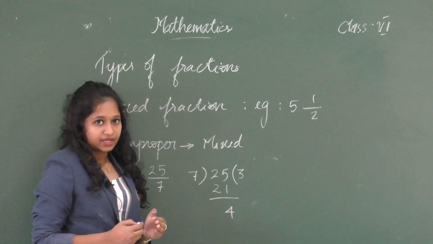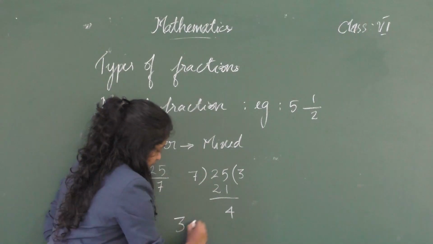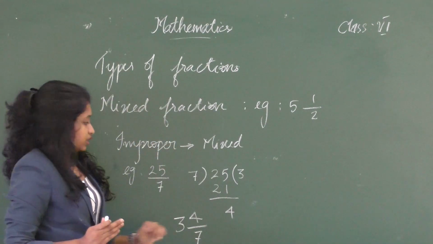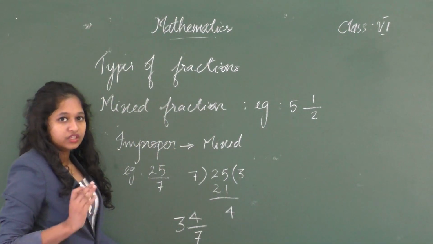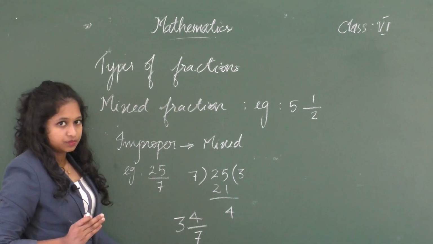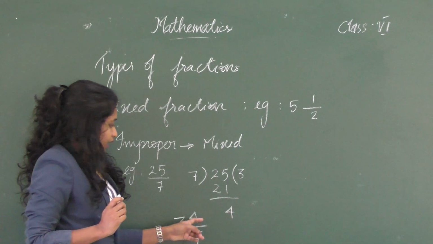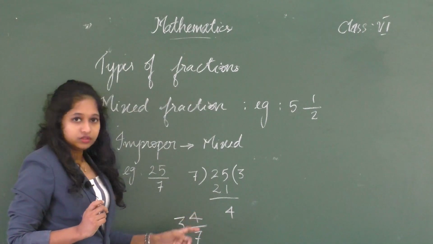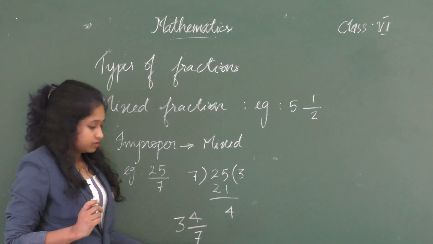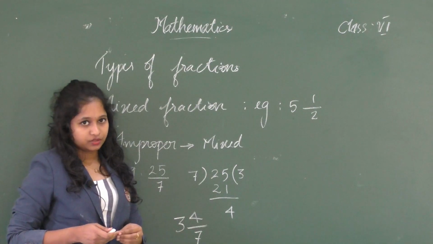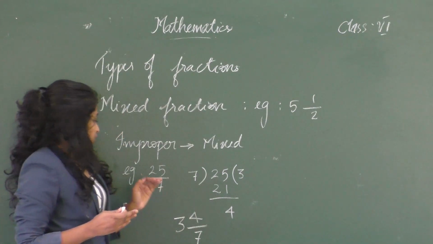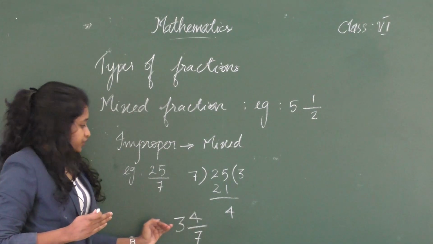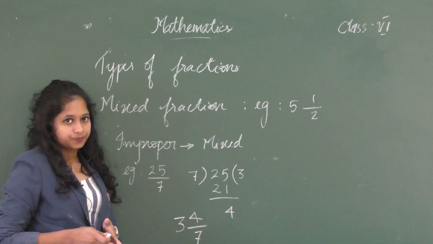We can write it as 3 4 by 7. First, write the quotient in the place of the whole part. Okay? And the remainder as the numerator and the divisor as the denominator. So, 25 by 7 is equal to 3 4 by 7.